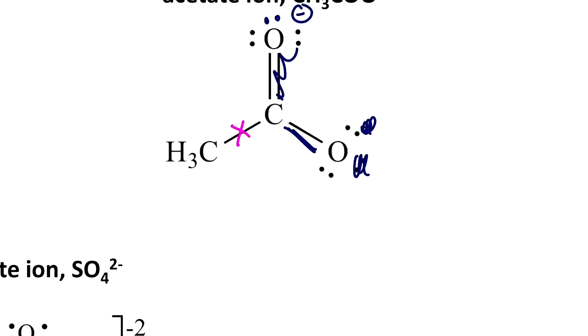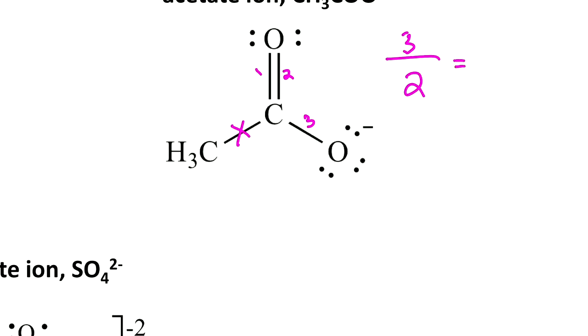So in this example, let me just erase all this stuff and go back to the original molecule. There's 1, 2, 3 different bonds. Over how many positions are they moving? 2. So we see that in this example, CO has a bond order of 1.5.